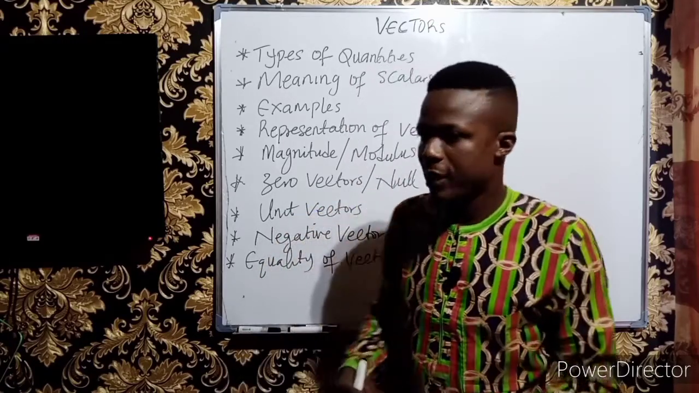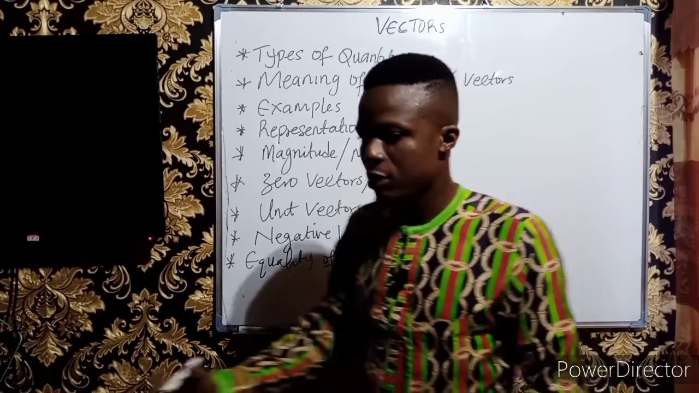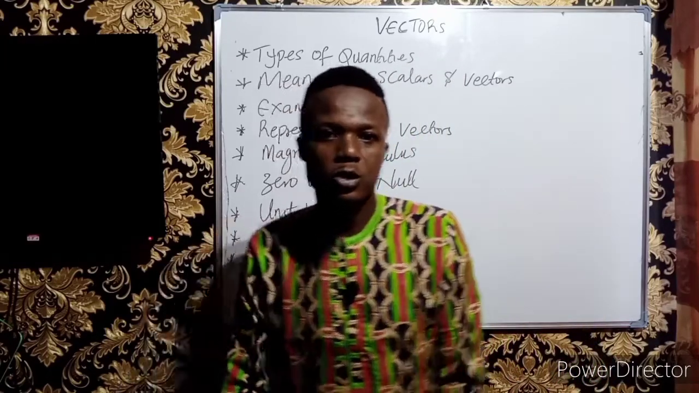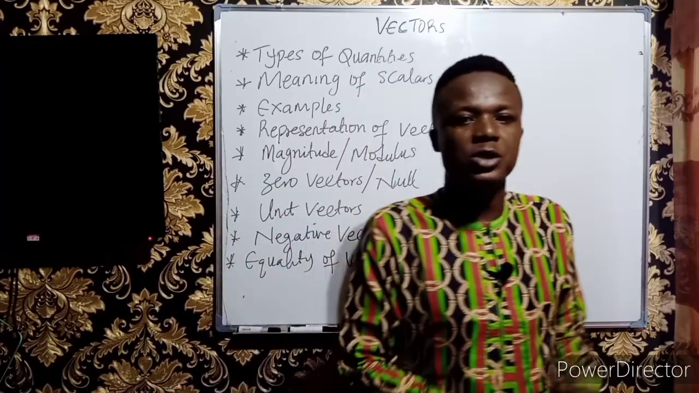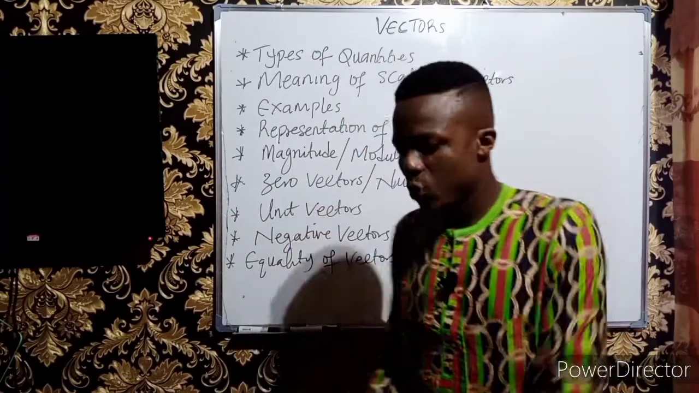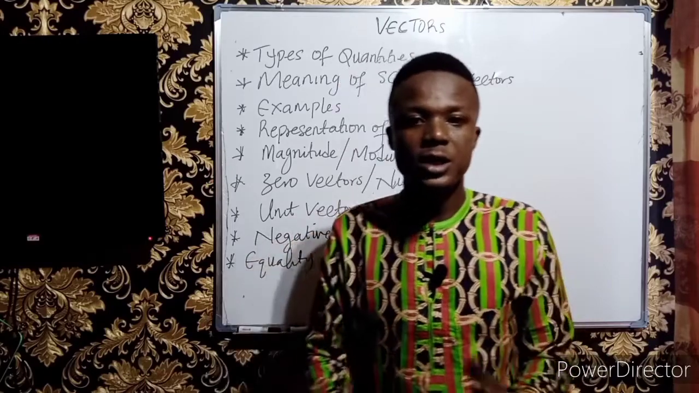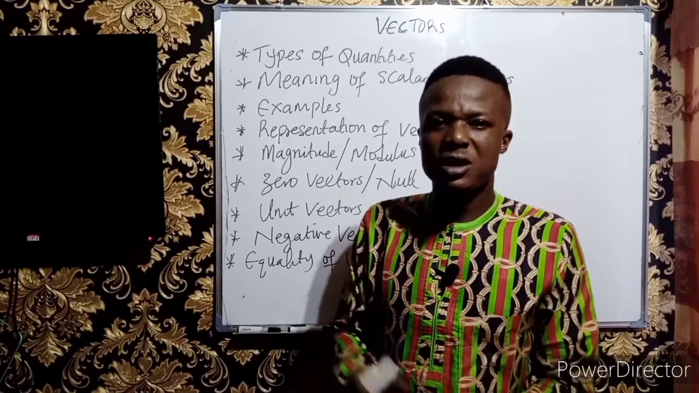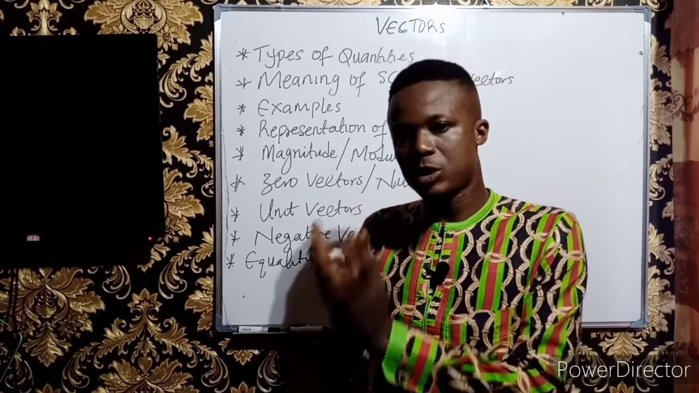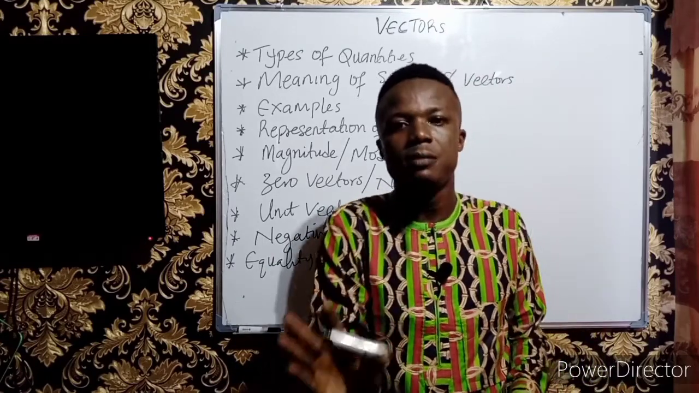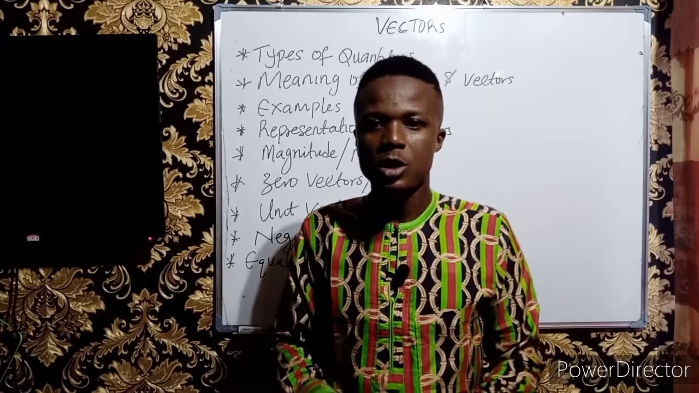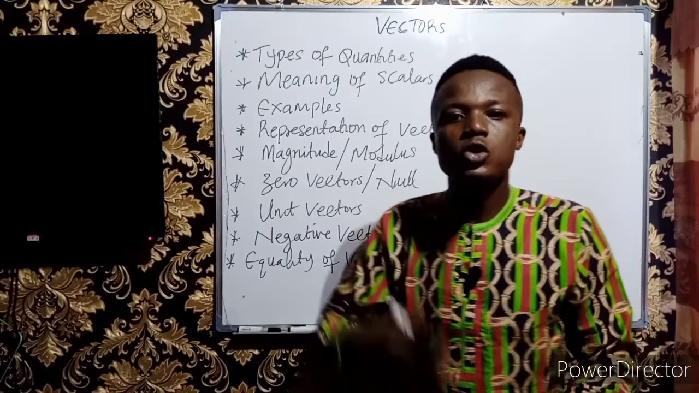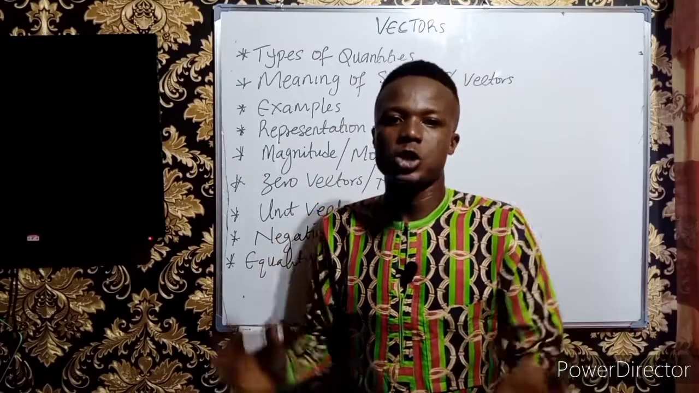So for instance, if I make a journey of 10 kilometers, the size, the magnitude of my journey is 10 kilometers, but I'm not making reference to the direction. So since this quantity lacks a direction, it is tagged a scalar and not a vector. Therefore, for a quantity to be a vector, it must have not just the magnitude but also a direction. That is why we say that vector quantities are quantities that have both magnitude and direction.